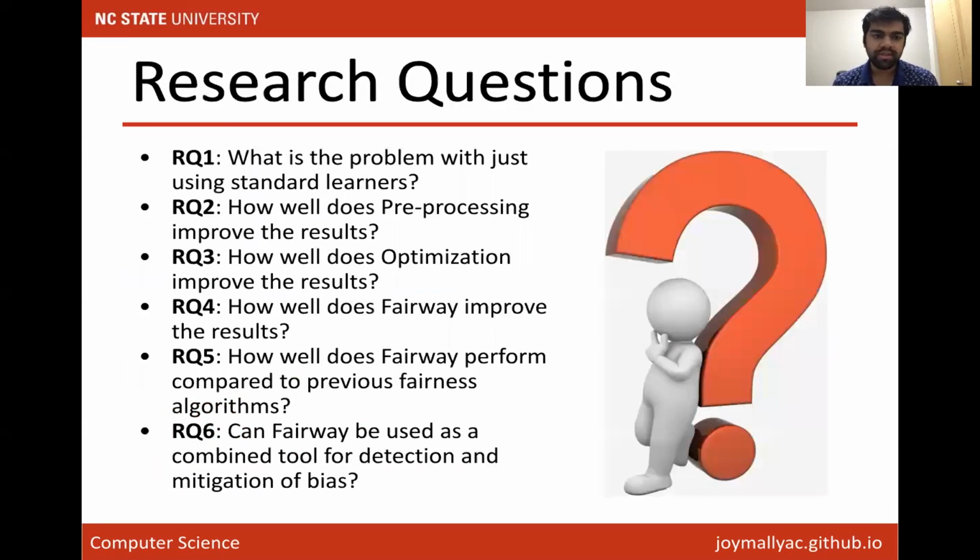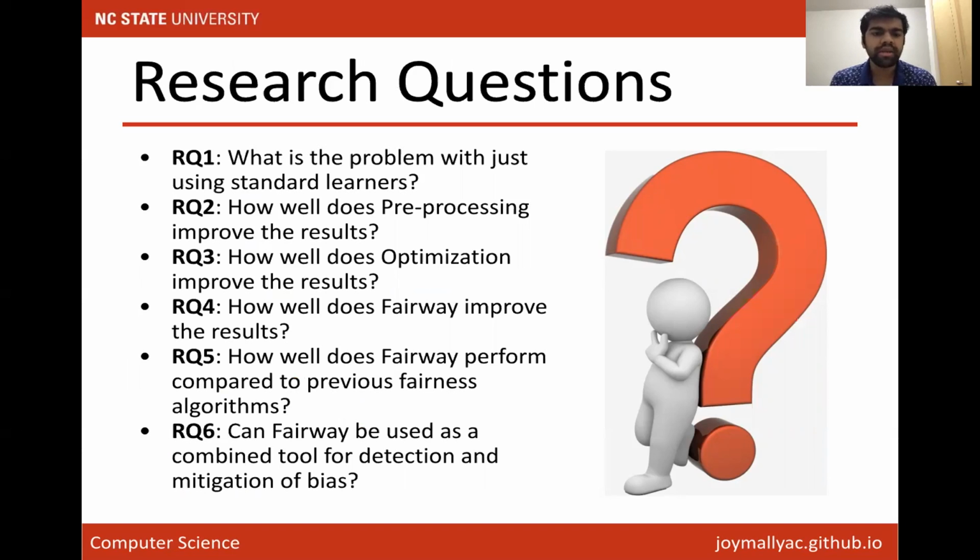Now we are moving to results. Our results are in the form of 6 research questions. The first one is, why do we need this? Why can't we just use standard learners without any tuning? The second one is, how much is pre-processing helping? Third one is, how much is optimization helping? Fourth one, Fairway, which is a combination of RQ2 and RQ3. How much is Fairway helping?